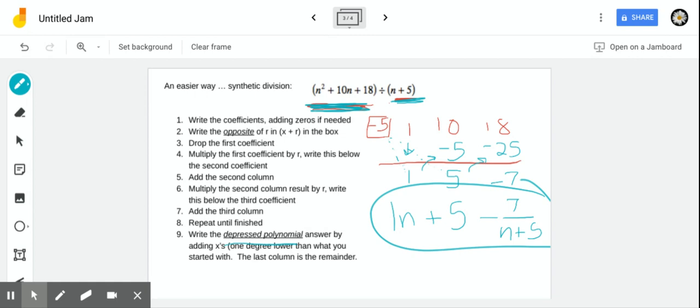Okay. Synthetic division is way simpler because you're only multiplying and adding, and you get to do the long division without actually doing all the long division out. So I'll show you some more examples in the next video.